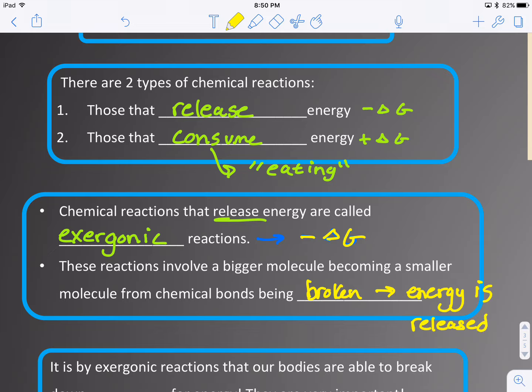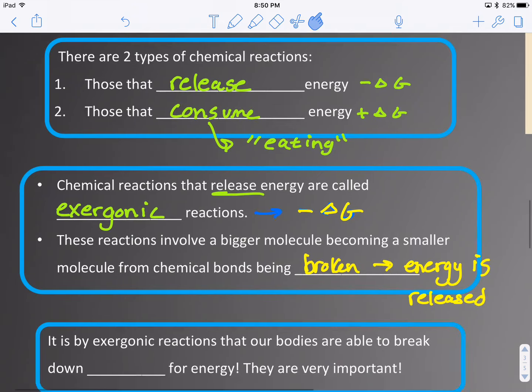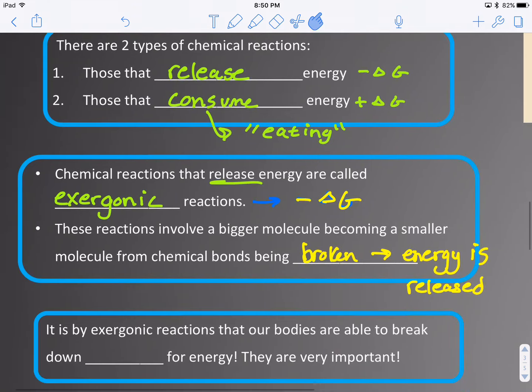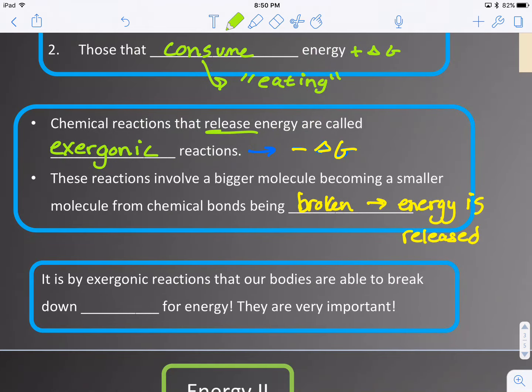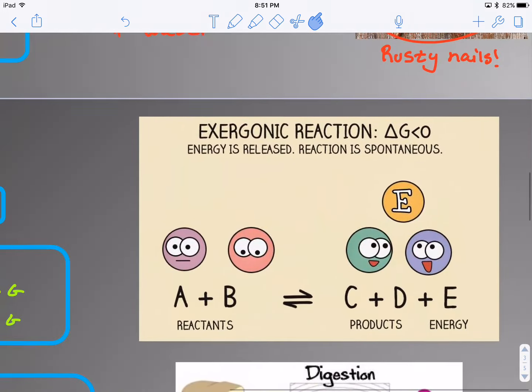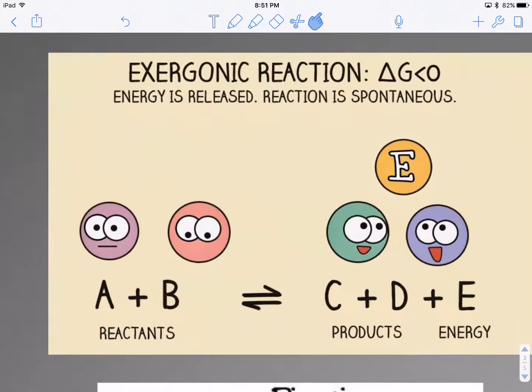Okay, chemical bonds are broken, energy is released. These go on in exergonic reactions. Why exergonic reactions are important is because this is what allows our body to obtain energy when food is broken down. That's why we have to eat, because our body takes the food we eat and breaks it down into really small molecules by breaking lots of bonds, and when it breaks lots of bonds, it creates energy. So up here is basically just a really cool example of what we were just talking about.